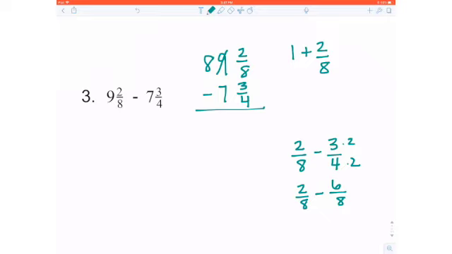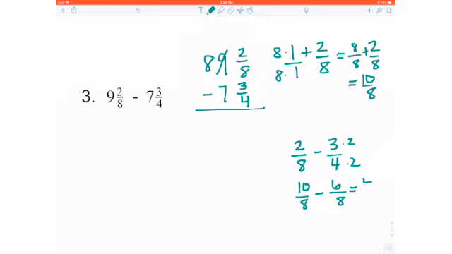Okay? Now, again, we have to give them the same denominator. This is 1/1 because any whole number is just over 1. And we're going to multiply by 8 to give them the same denominator. So this gives us 8/8 plus 2/8, which is equal to 10/8. So now that we have this new fraction, let's replace our 2/8 with 10/8. Okay? So 10/8 minus 6/8.